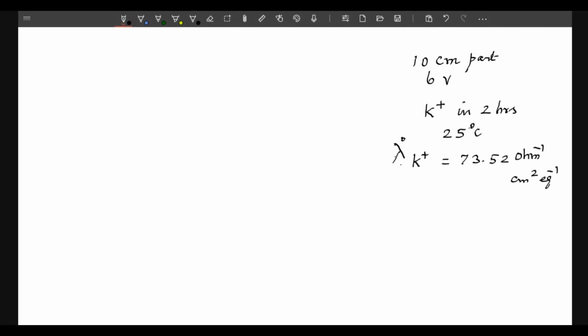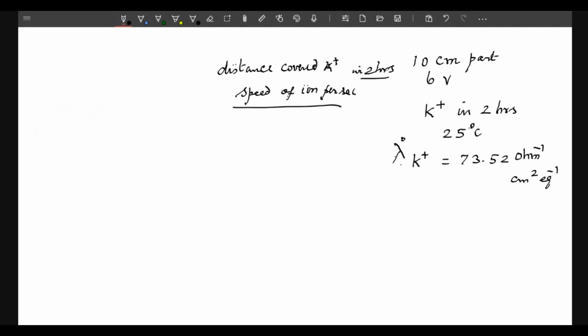What is asked? Once again, first write down that one. What is the distance covered? They are asking the distance covered by K plus ion in 2 hours. This can be calculated if you know the speed of the ion per second. If you calculate the speed of the ion per second, the speed of the ion is related to ionic mobility.